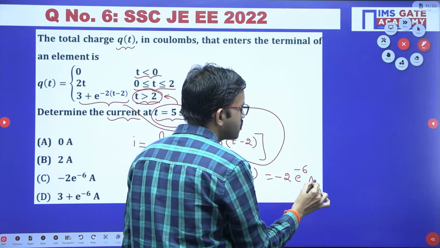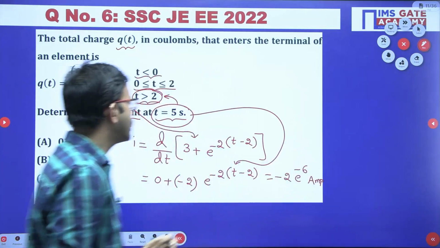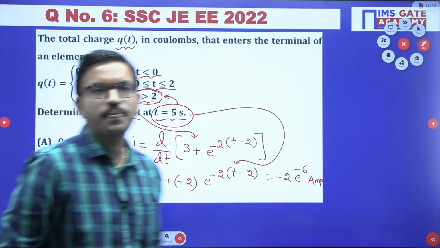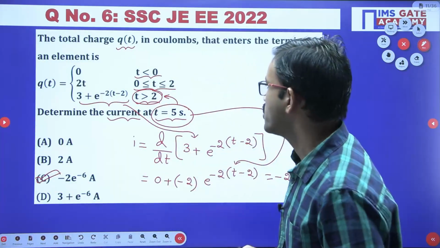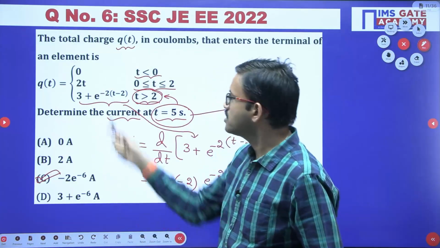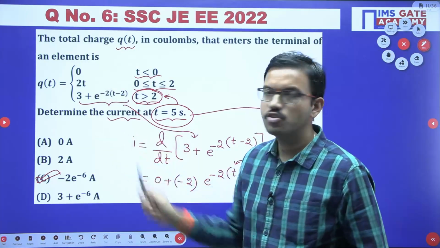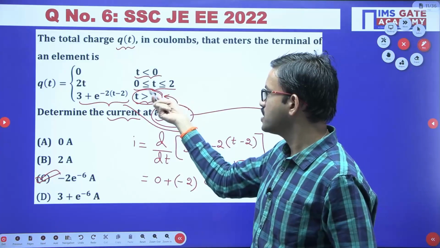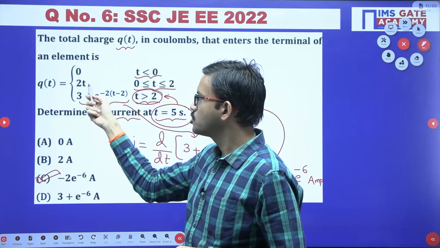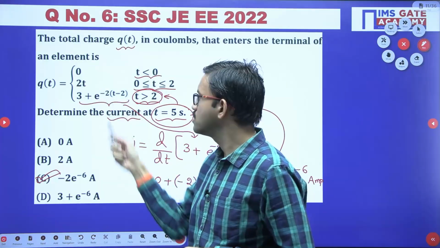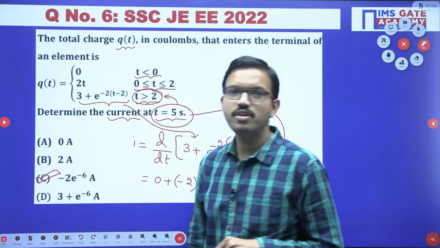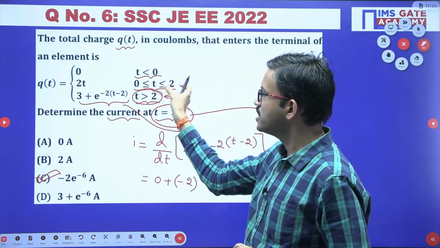E power minus 6, units are ampere. Minus 2 into e power minus 6 you are having, that is option C. Option C is the correct one. Okay. See, if they have mentioned for t less than 0, then option A will be correct, because here you are having 0, derivative of 0, anyway you will be getting 0. If they have given in this interval any time instant, then derivative of 2t will be 2. So that means option B will be correct if they ask any time instant in this particular interval.